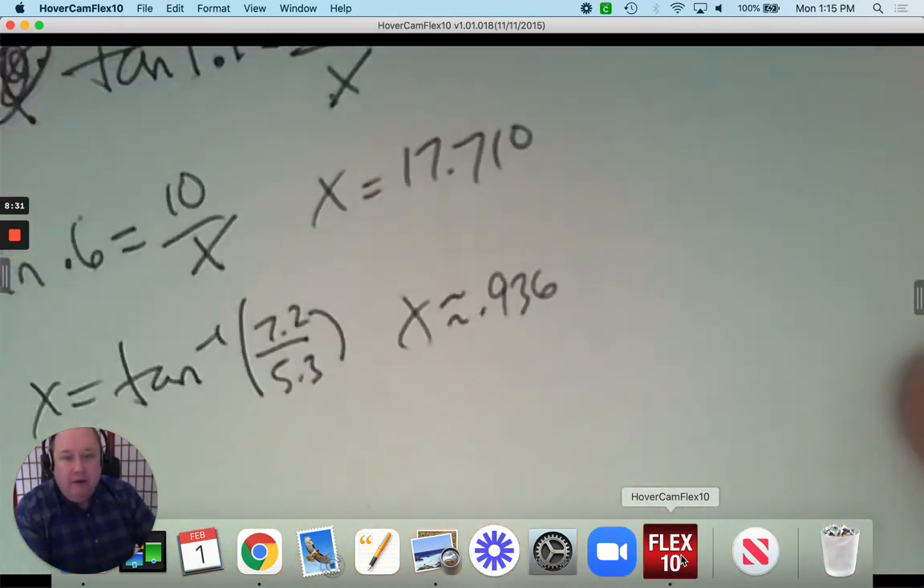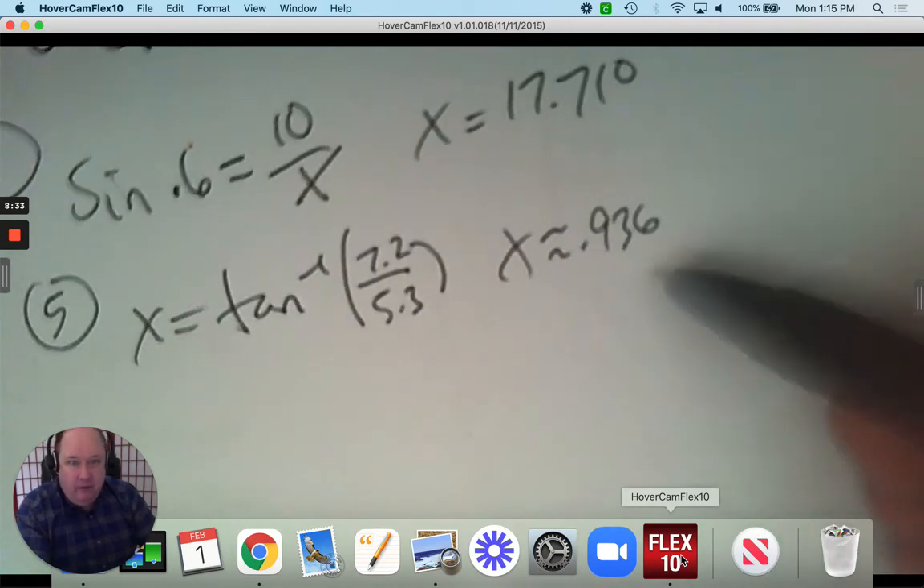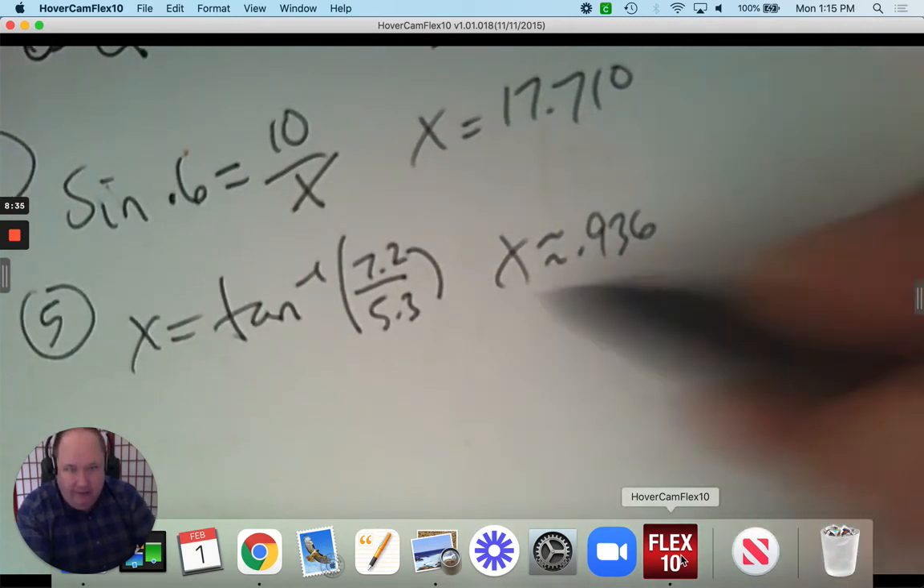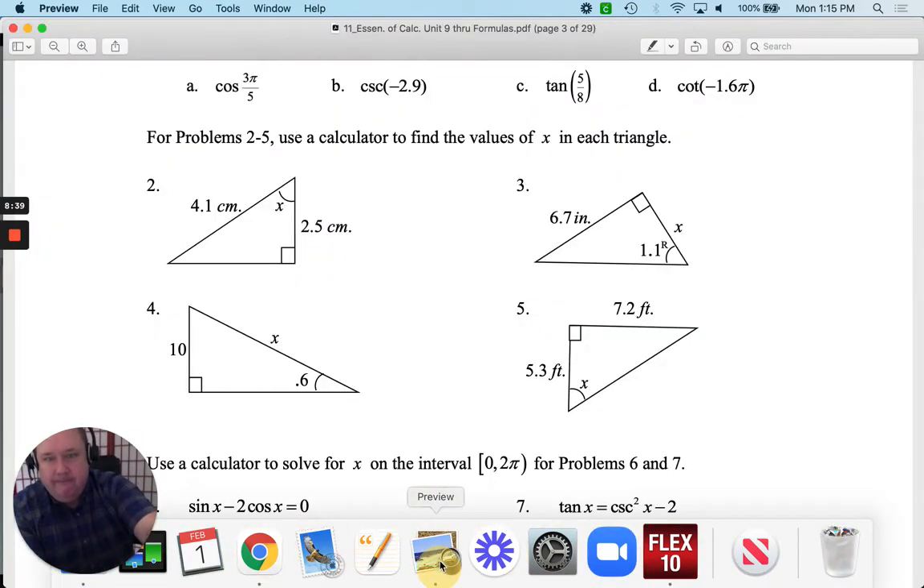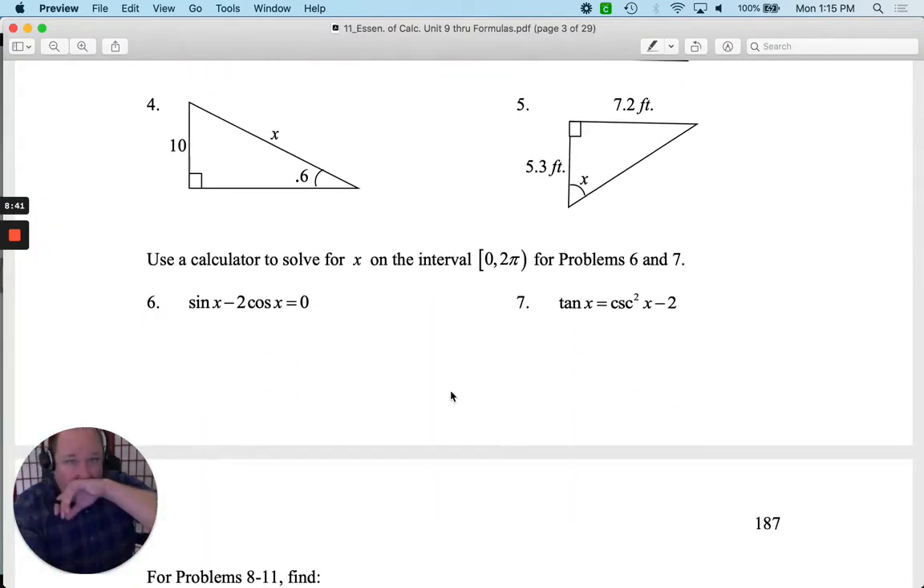If you wanted to convert that to degrees, you'd multiply it times 180 over pi, and then it would be in degrees. Number 6. So pretty well the entire AP exam would be in radians. Use a calculator to solve that between 0 and 2 pi. So I'm going to show you how to do that.